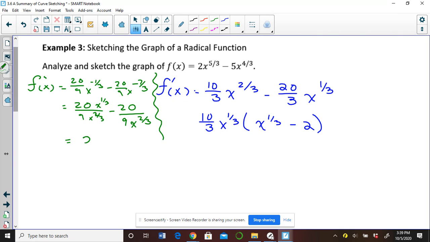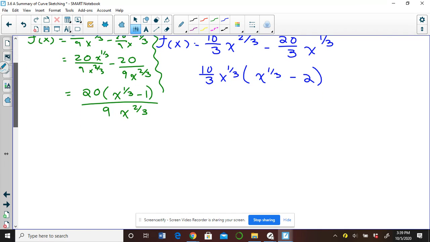So then in the end, we have a GCF of 20, and that leaves us with x to the 1 third minus 1 divided by 9x to the 2 thirds. So now we have our key information for when we need that from our derivatives. So let's start out with our initial information, x-intercepts.